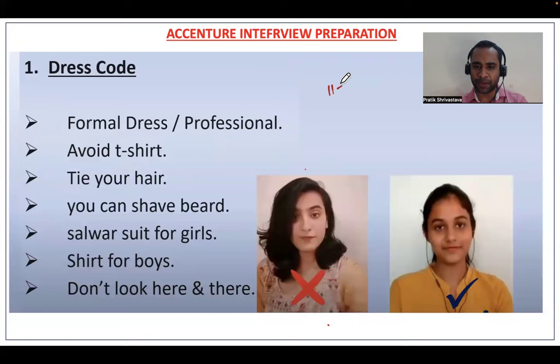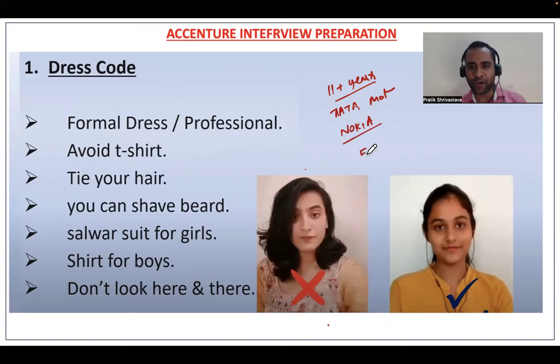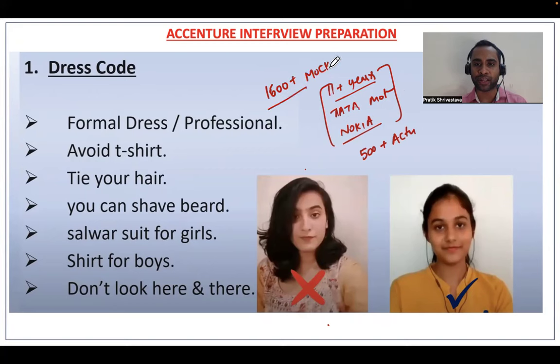Friends, my name is Pratik Srivastava. I have 11 plus years of IT industry experience. I have worked in Tata, Motorola, and Nokia, and I have taken 500 plus actual interviews in all these companies for freshers hiring. And I have conducted more than 1600 mock interviews at Online Study for You. Definitely my experience is going to help you in your interview preparation.